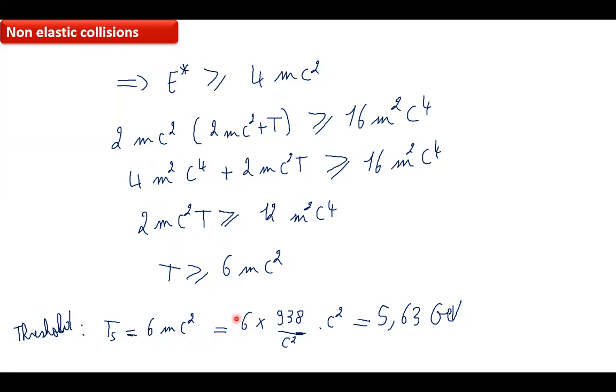So that is 6 times 938 mega electron volt over c squared times c squared. So you need an energy of about 5.6 giga electron volts in order to have this non-elastic collision and to produce the pair of proton and antiproton.